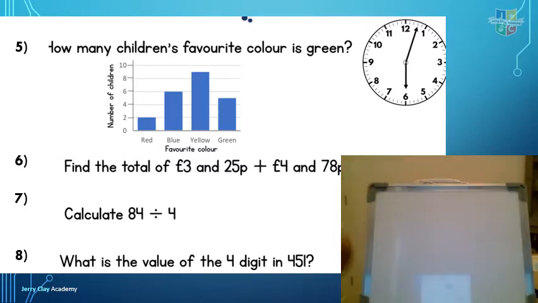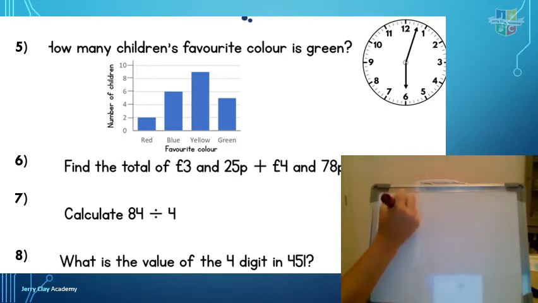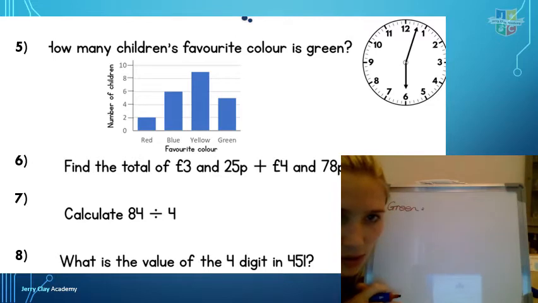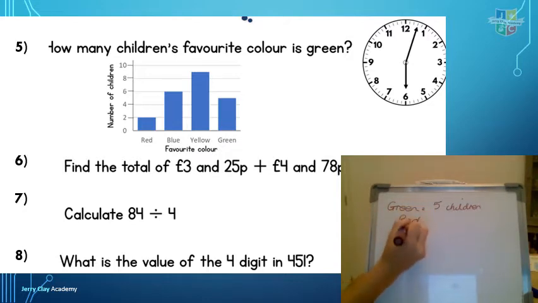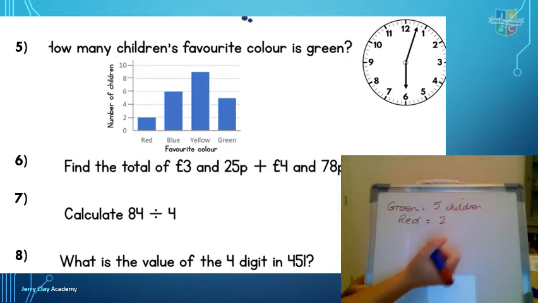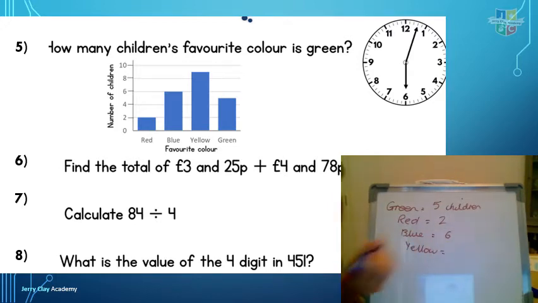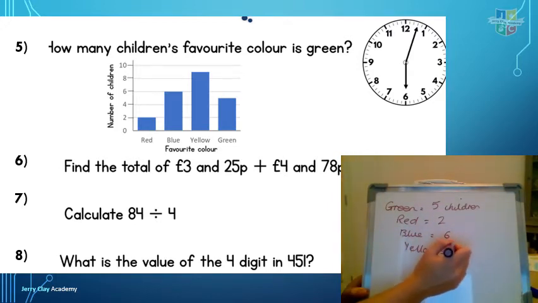Okay, let's have a look at number 5. So we want to know how many children like green. If we look at the bar graph, the increments are going up in 2s, they're going up in measurements of 2. We can see that the green is halfway between 4 and 6, so we know that 5 children like green as their favourite. To get your bonus points, we can say that there were 2 children that liked red, there were 6 children that liked blue, and for yellow we can see that it's halfway between 8 and 10, so there were 9 children. So if you got those right, fantastic.